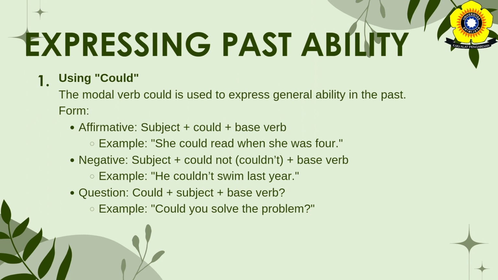Expressing past ability using could. The modal verb could is used to express general ability in the past. Form: affirmative form, subject plus could plus base verb. Example: She could read when she was 4. Negative: subject plus could not plus base verb. Example: He couldn't swim last year. Question form: could plus subject plus base verb plus question mark. Example: Could you solve the problem?